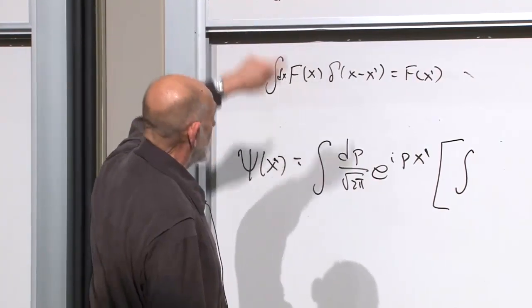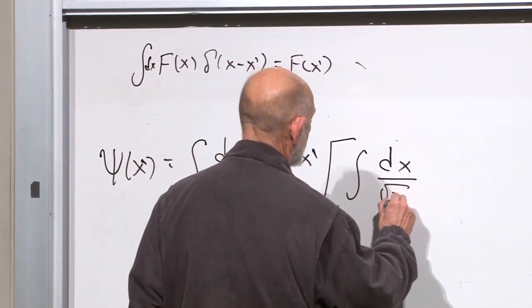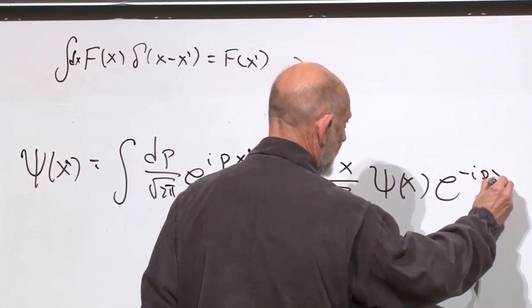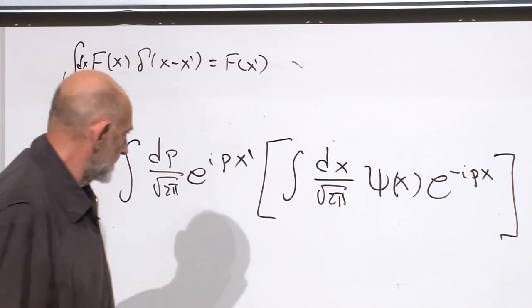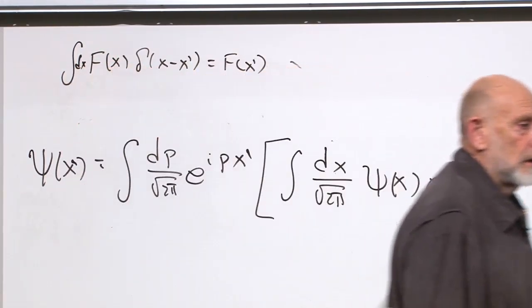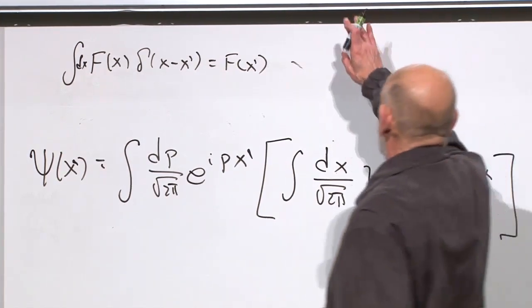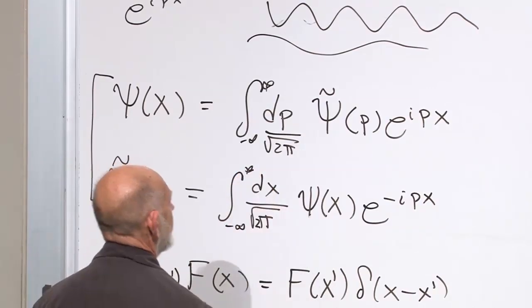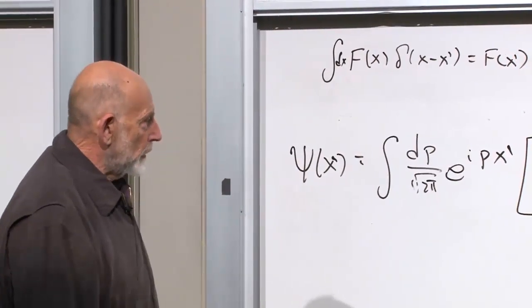Now, the second equation for psi twiddle of p, that I can leave as it is, and just write that it's integral dx over square root of 2 pi psi of x e to the minus i p x. So I've just plugged in psi twiddle of p. Now, integrals are generally insensitive to which order you do them, particularly if they're integrations from minus infinity to infinity, as they are here, both of them. If they're well-defined and they converge, then it doesn't matter which order you do the integrations.